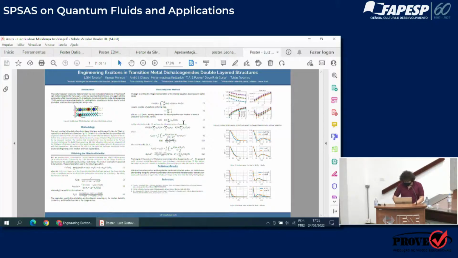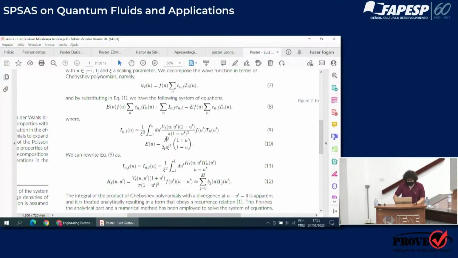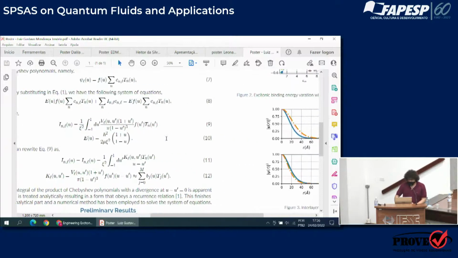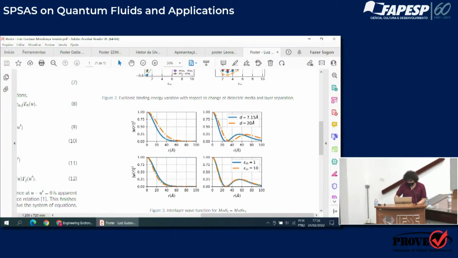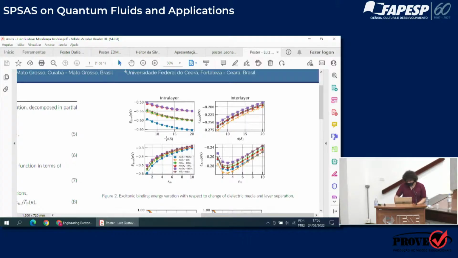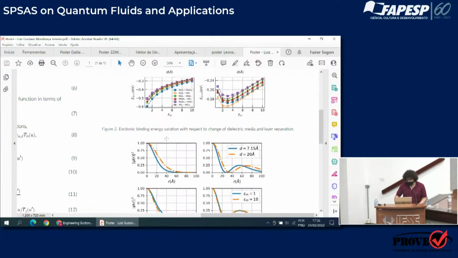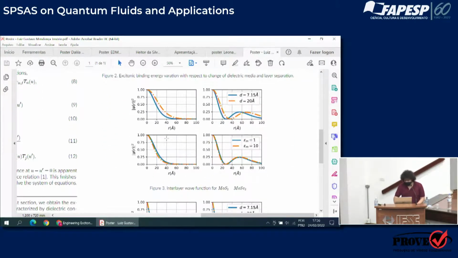So essentially the crux of the paper is the method that we are employing, which is a Chebyshev polynomial expansion that leads to a semi-analytical treatment that we can use to solve for the effects of the environment, which is the dielectrics and the separation between layers. And these are some of our results with respect to the energies and the wave functions of different states.